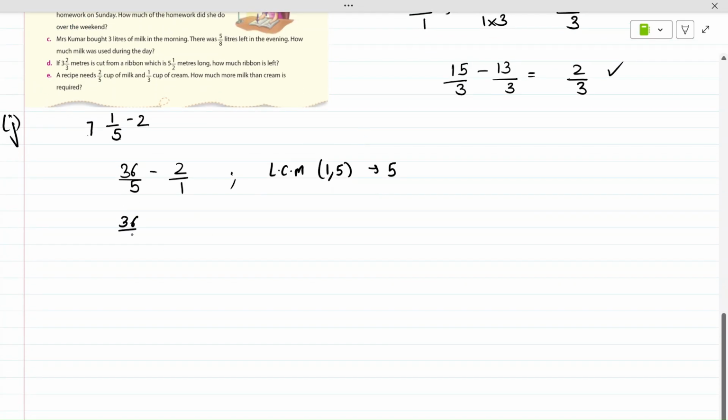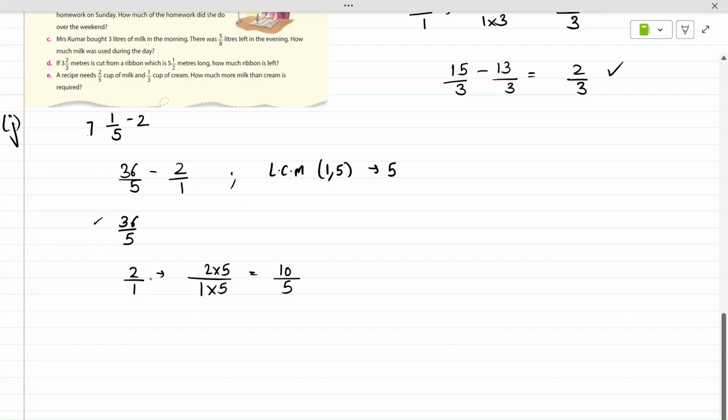So 36 by 5. Already we have 5 in the denominator, which is the LCM also, so there is no need to change it. Second one is 2 by 1, so let us multiply 1 with 5 and 2 with 5. So we will get 10 by 5 here.